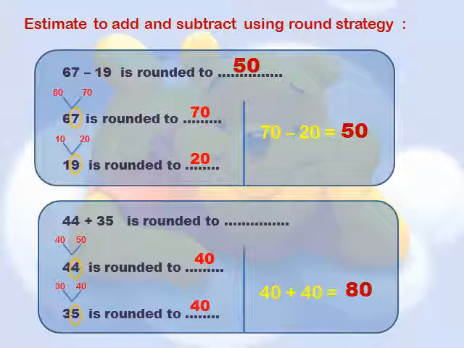And don't forget that this answer is not the actual answer. It's around. It's an estimated answer or estimated total. It's going to be rounded to 80.